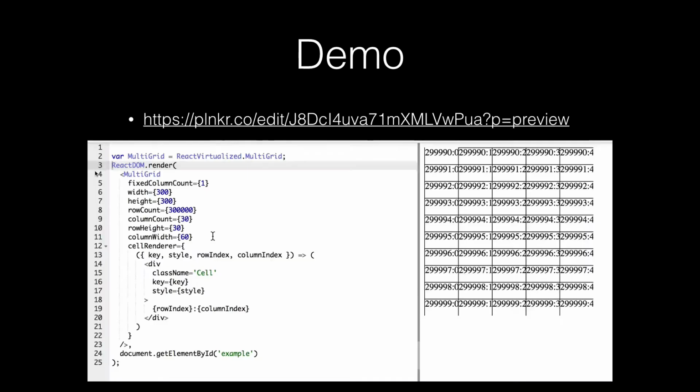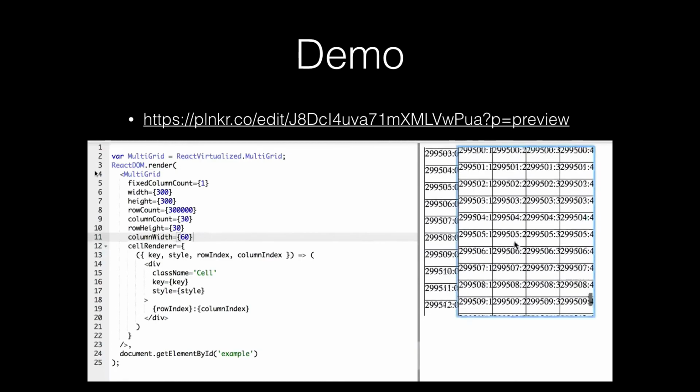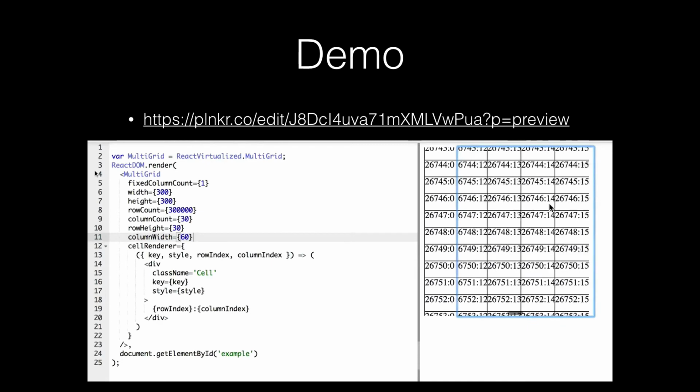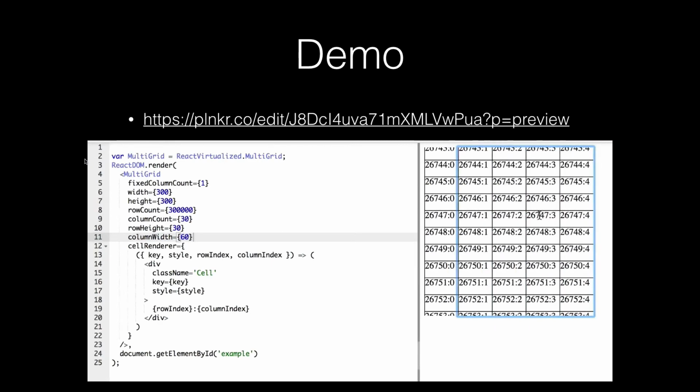And in terms of code, this is a fully functional MultiGrid example. You supply this cell render function, and it comes in with a key for the cell and the inline style, which has your top changing around, and basically your X and your Y. Then you return the markup for that cell.